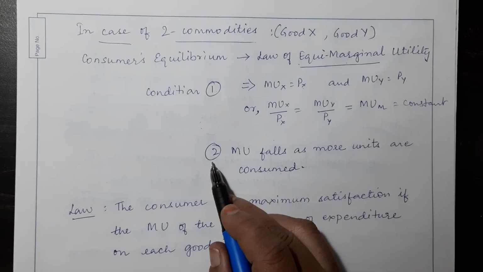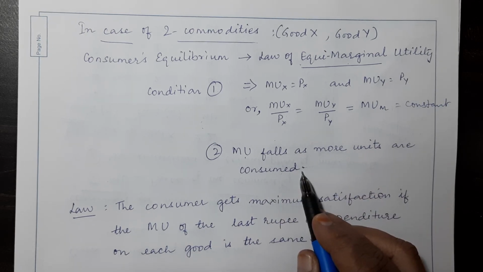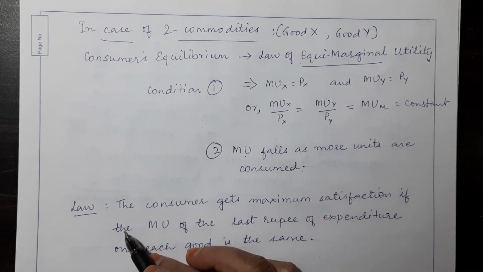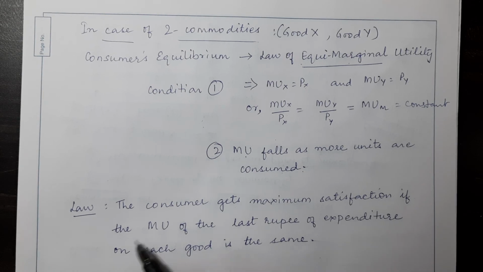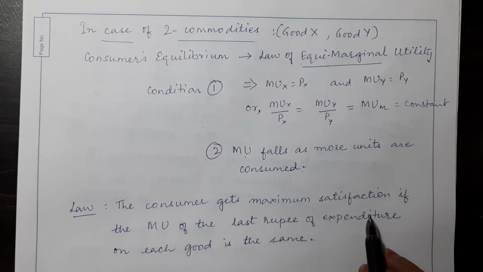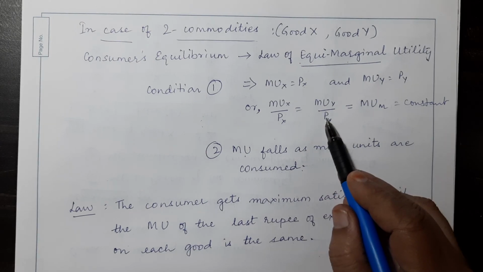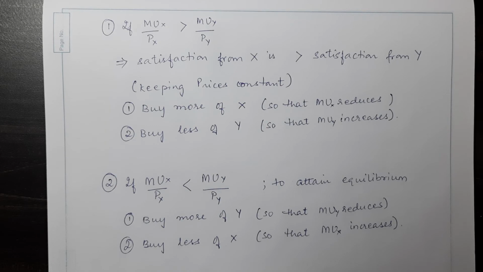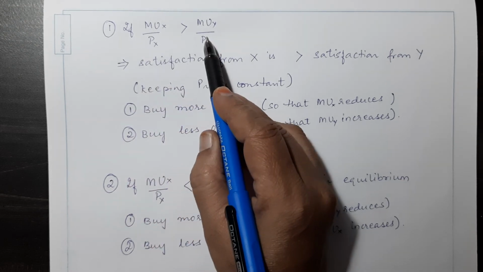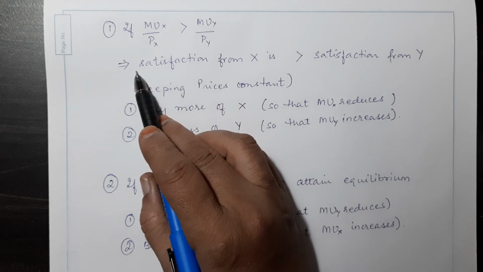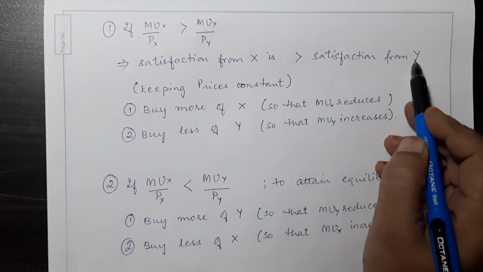Now the other condition is that the marginal utility falls as more units are consumed. This is what we learned in the previous law also. Now, let us state the law. The law says the consumer gets maximum satisfaction if the marginal utility of the last rupee of expenditure on each good is the same. That is why you get MUx by Px equal to MUy by Py, and that is what is a constant. Now what if the marginal utility by the price of good X is greater than that of good Y? That implies the satisfaction from consumption of good X is greater than the satisfaction derived from the consumption of good Y.